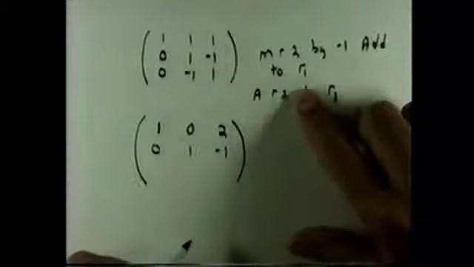Negative 1 times 0 is 0. 0 plus 1 is 1. Negative 1 times 1 is negative 1. Plus 1 is 0. A negative 1 times negative 1 is 1. 1 plus 1 is 2.